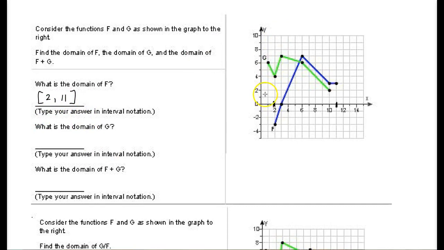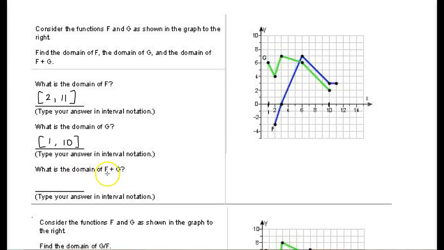For our function g, we see that our function g starts at the value of x equals 1. So it starts here at x equals 1, and it ends at x equals 10. And again, we have no breaks, holes, jumps, or gaps here. So we know that our domain is all the values from 1 to 10, including 1 and 10.